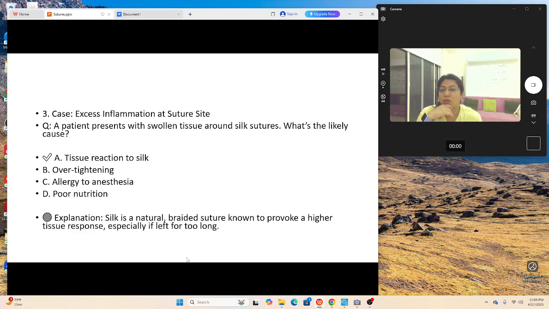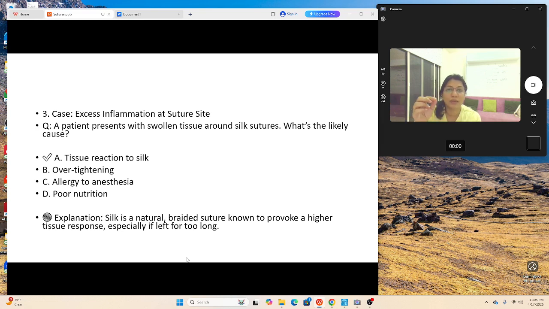Excess inflammation at suture site. A patient presents with swollen tissue around the silk suture. What's the likely cause? It's usually a tissue reaction to silk, over tightening, allergy to anesthesia, poor nutrition. If exclusively just around the sutures the tissue is swollen, it usually means that the tissue is reacting to the suture material. So silk is also a natural braided suture known to provoke a higher tissue response, especially if left for too long. You know how silk is made, right?